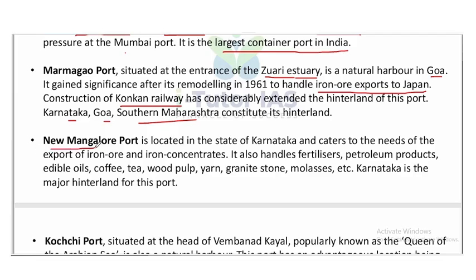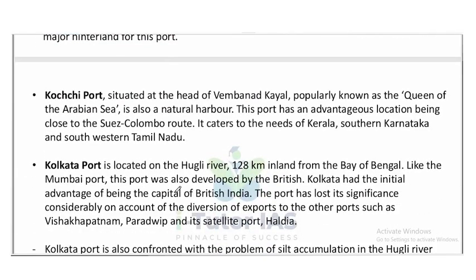Next one is the New Mangalore port. That is located in the state of Karnataka and caters to the needs of the export of iron ore and iron concentrates. It also handles fertilizers, petroleum products, edible oils, coffee, tea, wood pulp, yarn, granite stone, molasses, etc. Karnataka is the major hinterland for this port. Okay, so that is the New Mangalore port.